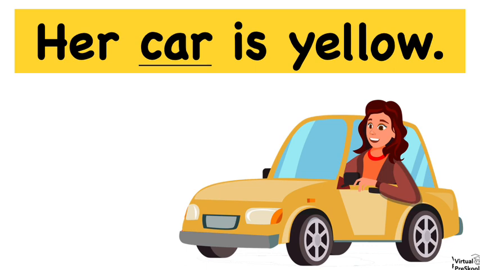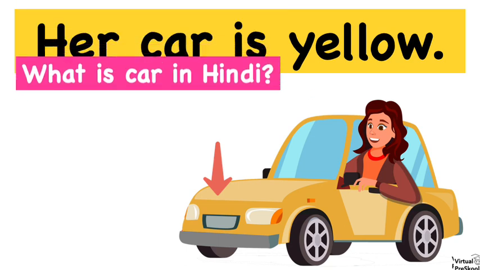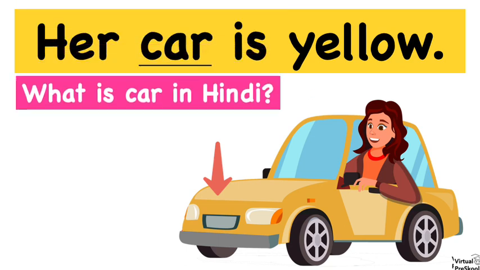So when we have the sentence, her car is yellow, the word for car and whether it is pull or stree will determine all of the other words. So what is car in Hindi again? Car is gadi.